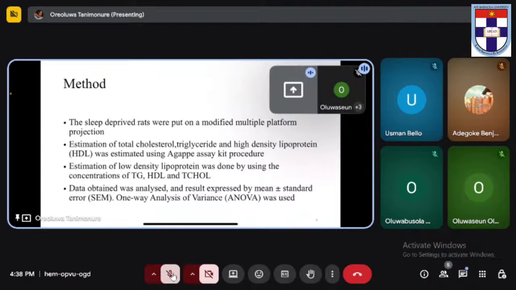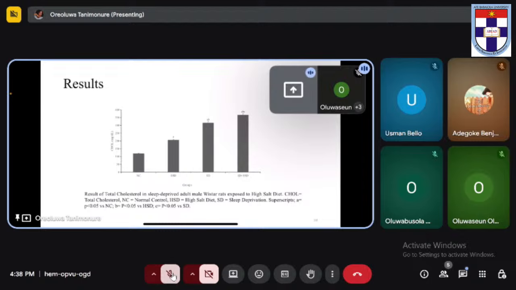So when they are there, we sleep deprive the rat for about 20 hours and we allow them a recovery period of 4 hours, for a period of 6 weeks. This research was done for 6 weeks. That means the sleep deprivation lasted for a period of 21 days. Now, my results.